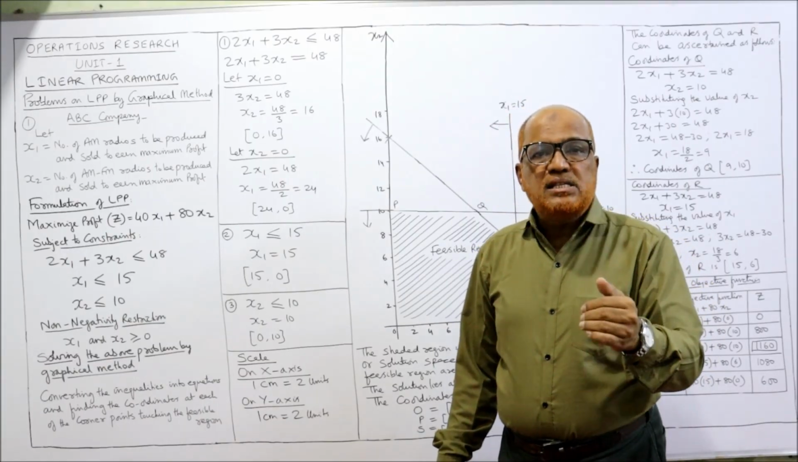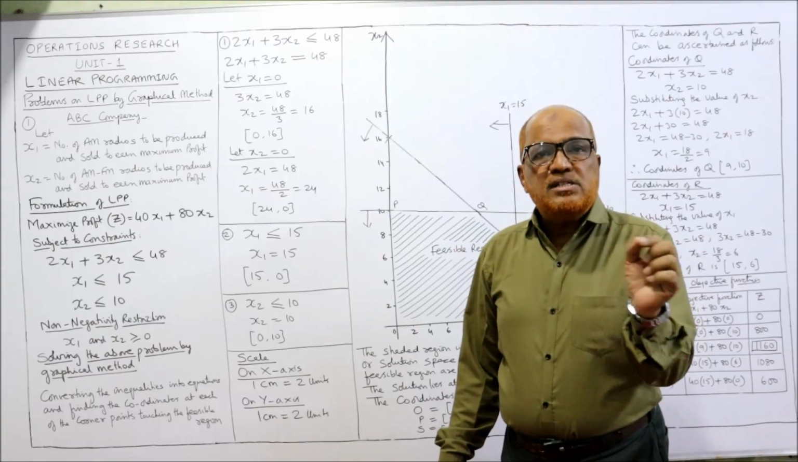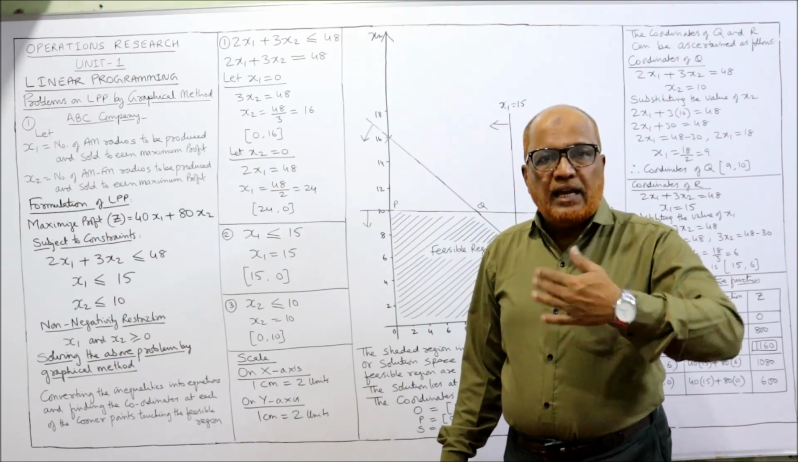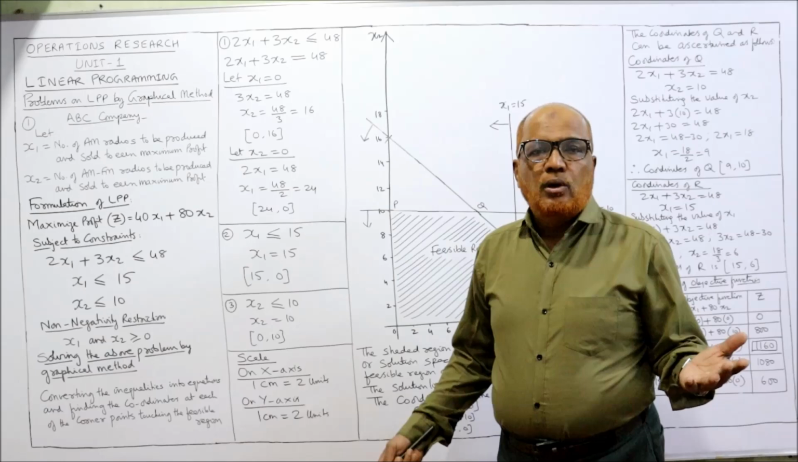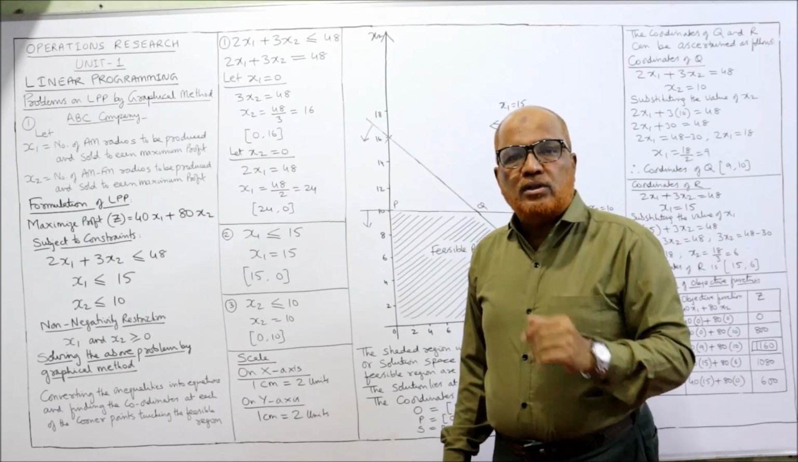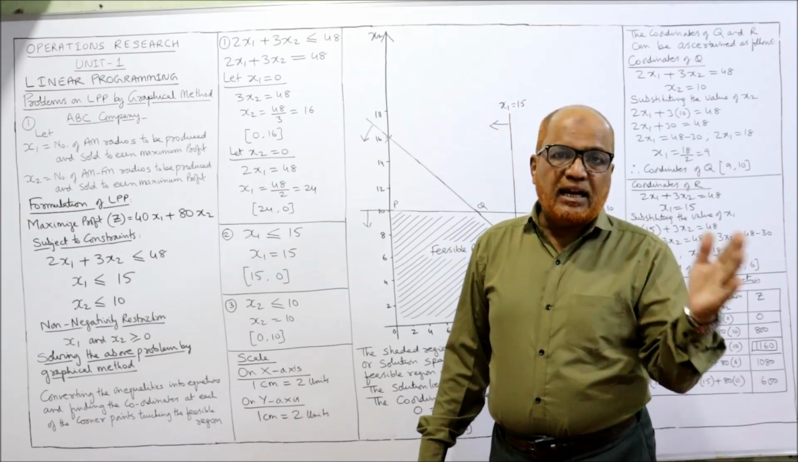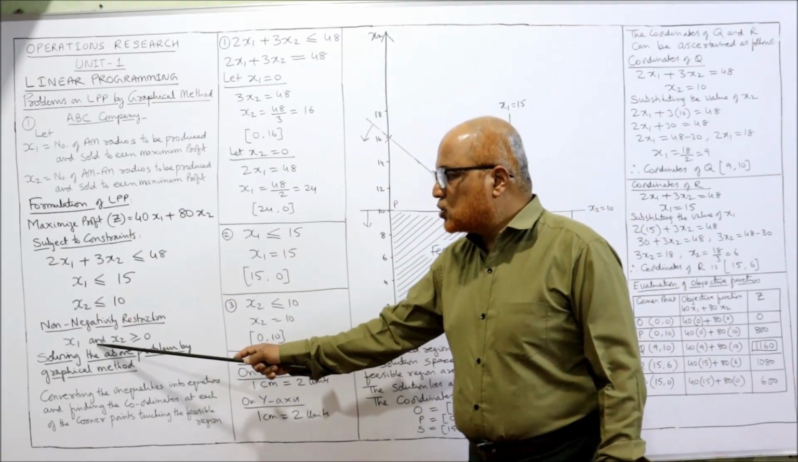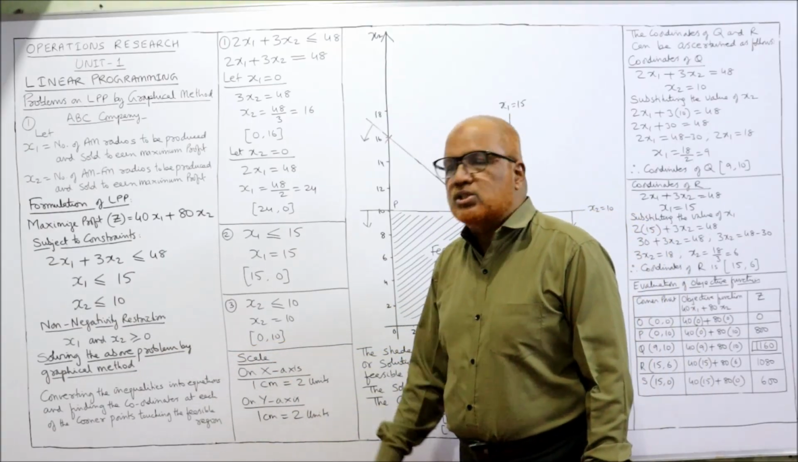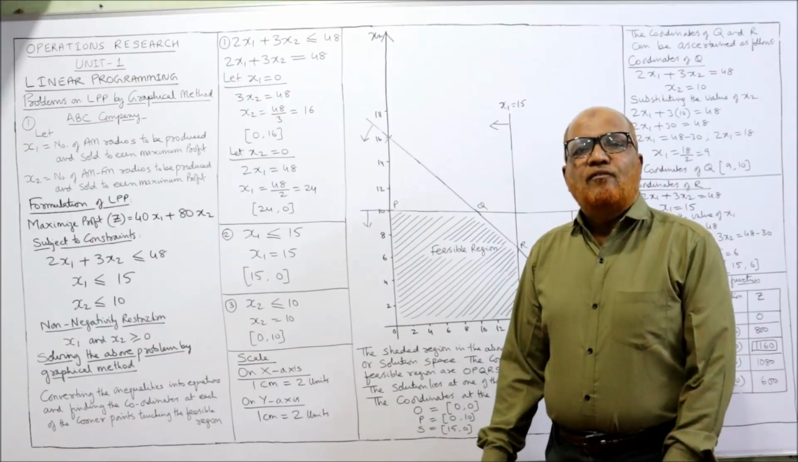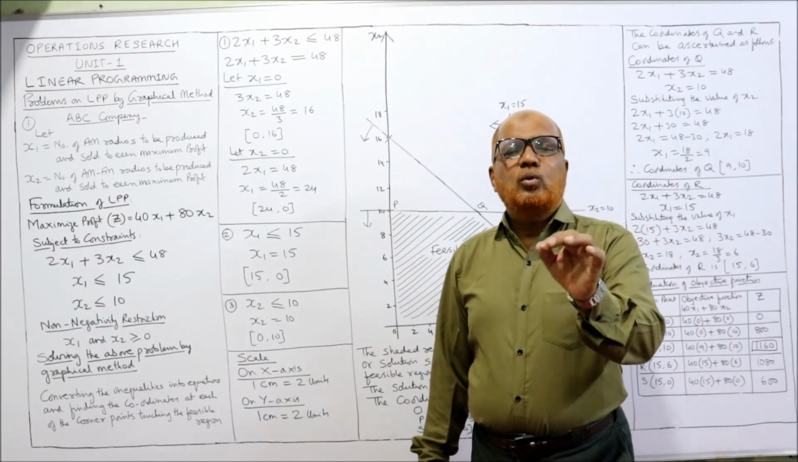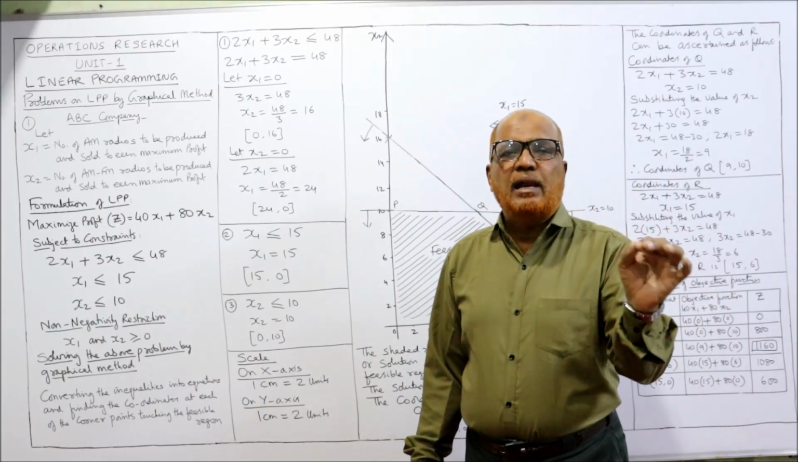It should not be less than 0. Less than 0 means negative. Can we produce negative units? No. We can produce either 0 or more than 0, but we don't have negative production. So X1 and X2 values should always be greater than or equal to 0. That's it. The first question, to explain how to formulate the problem as an LPP problem.